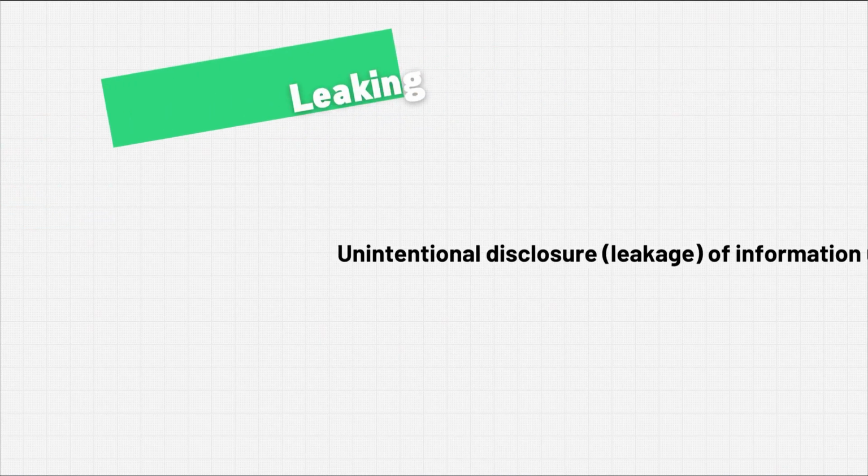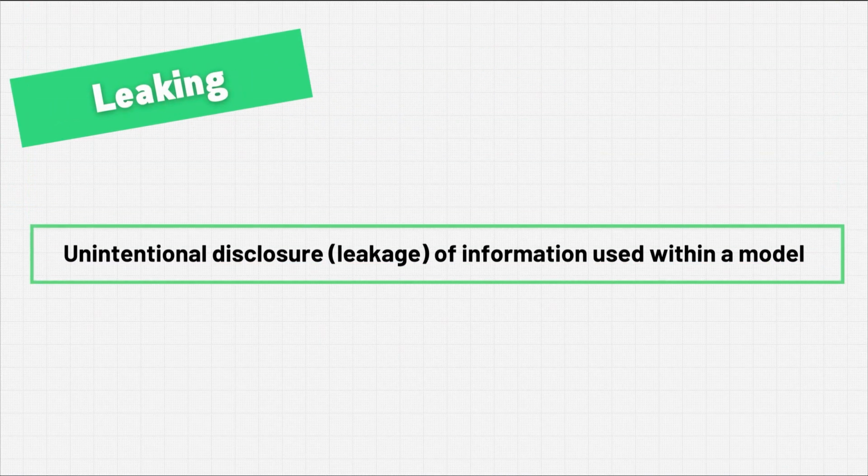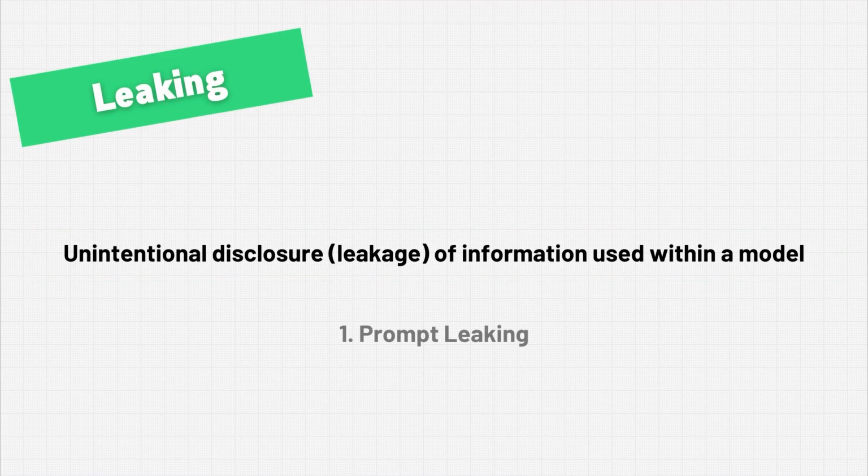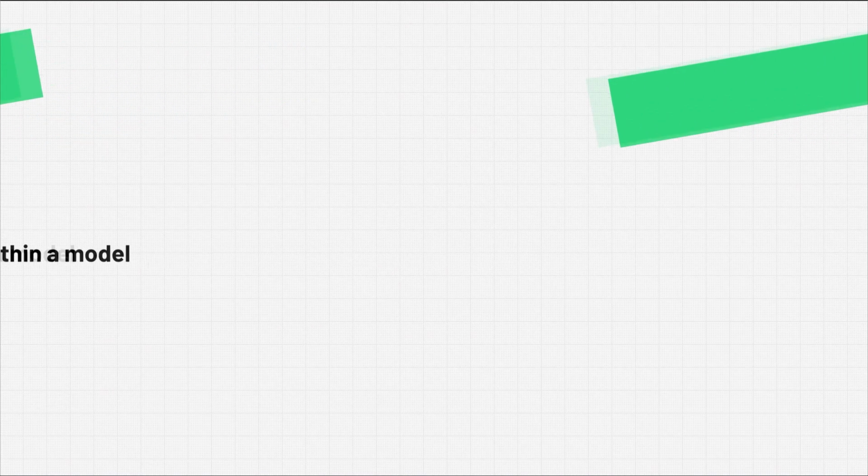Now let's talk about leaking. Leaking is the unintentional disclosure or leakage of information used within a model. There's actually two different types of leaking: prompt leaking and data leaking. Starting with prompt leaking, I want you to think about what this could be, right? The unintentional disclosure of information used within a model.